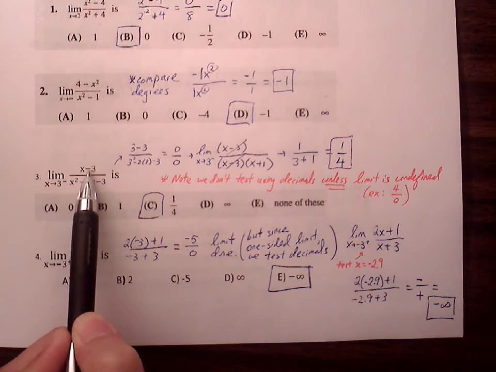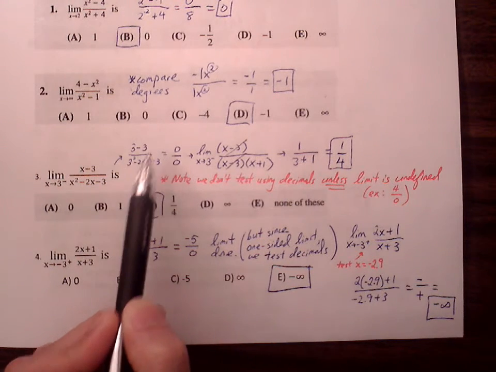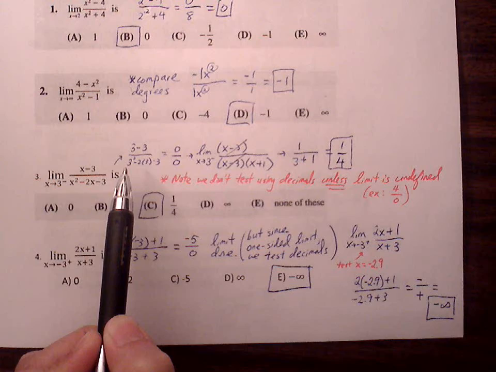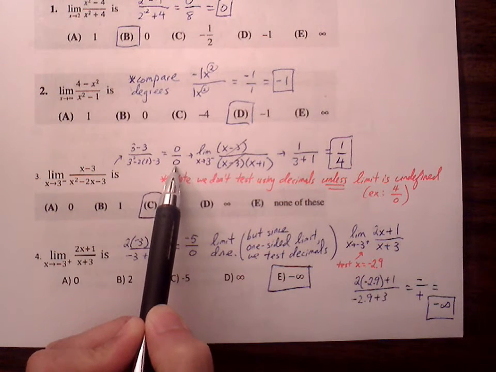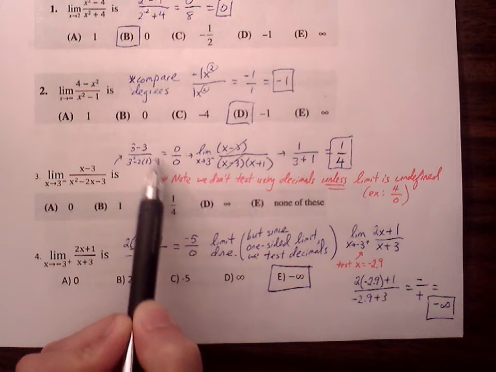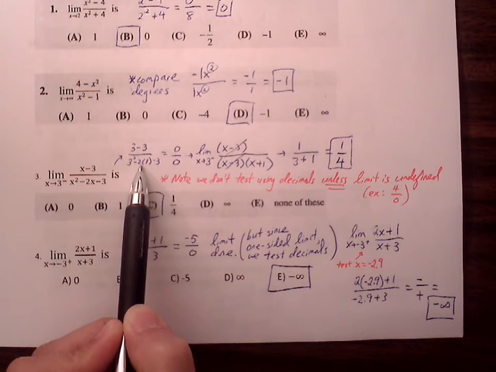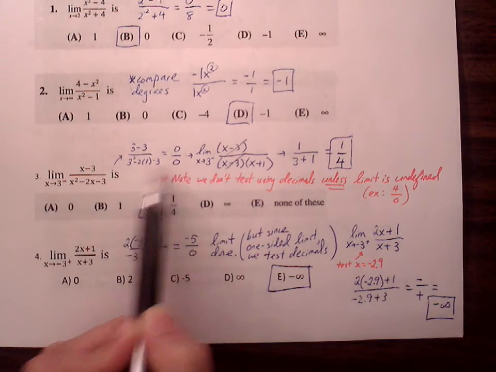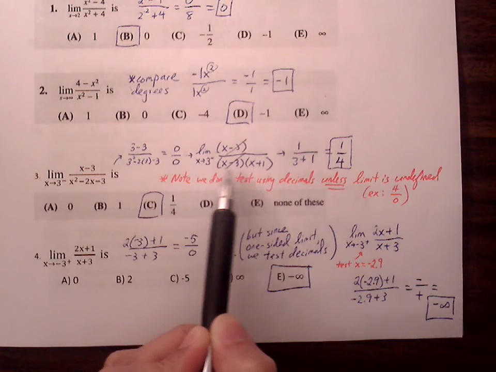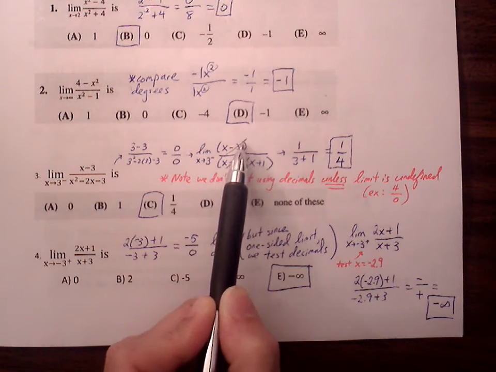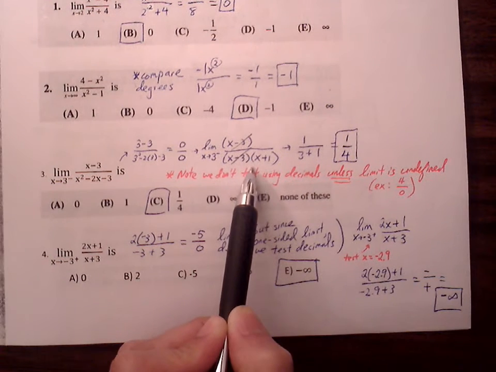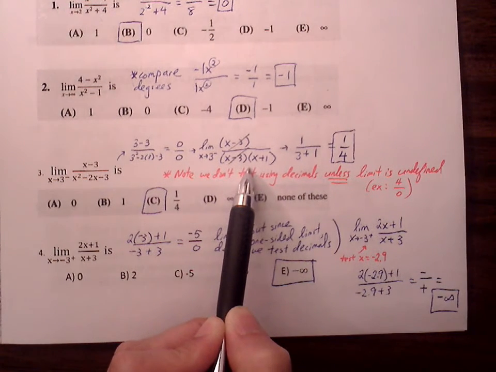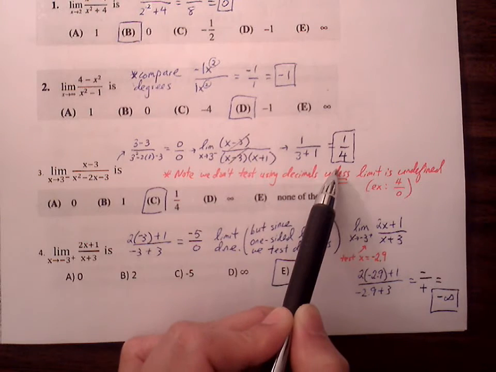If I plug in 3 for x, I get 3 minus 3, which is 0. Plug 3 into the denominator, I get 9 minus 6 minus 3, which is also 0. This is indeterminate form, which means that there is a hole that we can evaluate, that the limit will exist. So we factor the denominator, we get x minus 3 over x times x plus 1. The x minus 3 cancels out. We reevaluate the limit. Again, no decimals. So 3 plus 1 is 4. We get 1 over 4.